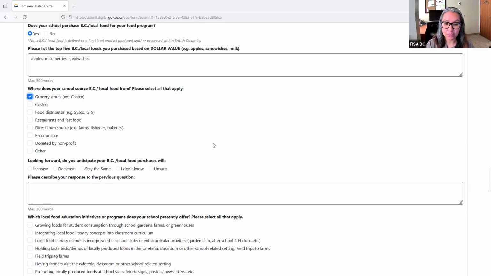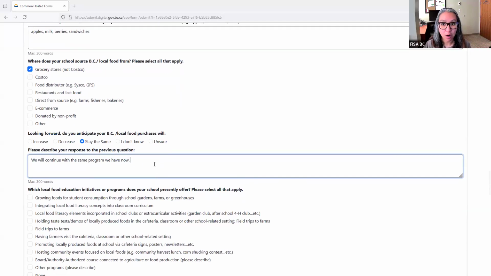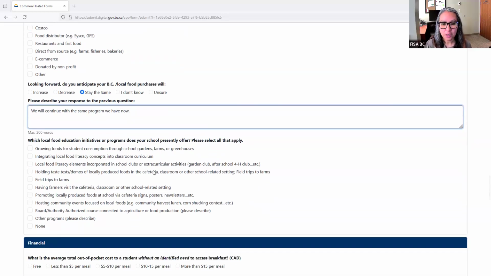Looking forward, are you planning to increase your BC local food? I will say in my case, it will probably stay the same because I'm going to keep buying the things in the same place. Some of you are actually increasing because you are starting to roll in programs that are BC based. So you can always write yes. For this example, I will write, we will continue with the same program we have now. So something very simple about what you're doing. If you are increasing, you can always write, well, we're going to be part of the fruit and vegetables program. We partnered this year with a farm and we're going to be increasing that. So it really depends on you guys.